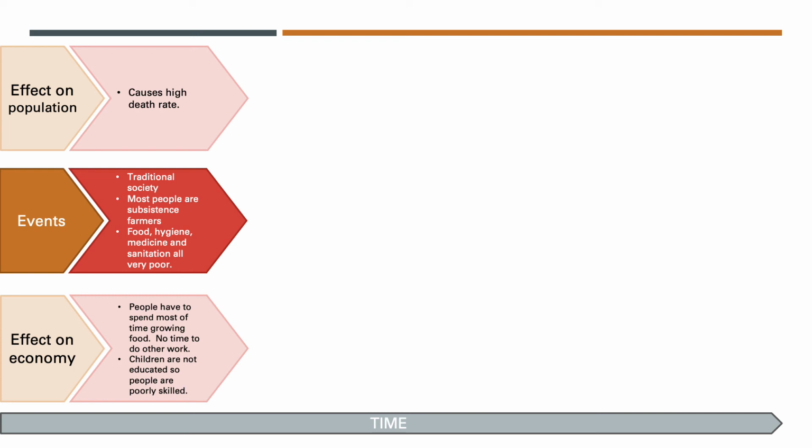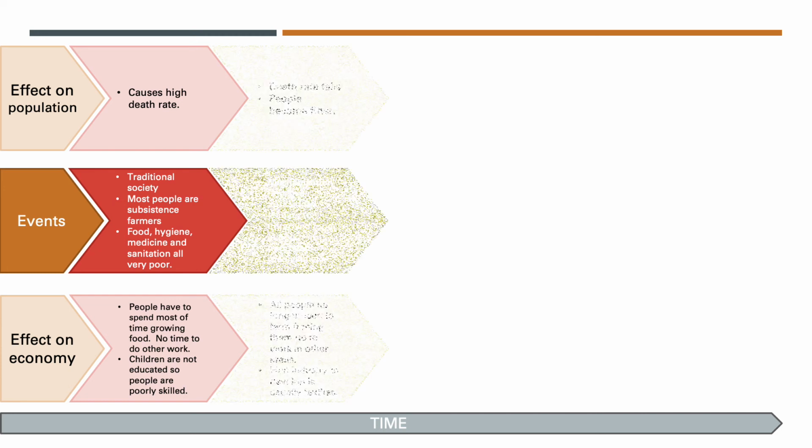So, if we go back in time to a traditional society, most people are subsistence farmers. That means they grow their own food. There's very poor standards of hygiene and medicine. Now, the impact on the economy of that is that most people have to spend most of their time growing food. There's no time to do any of the work. Children have to take part in that as well, so there's no time for children to be educated, meaning people are poorly skilled. That means you can only have low-tech industries. Most people are employed in agriculture.